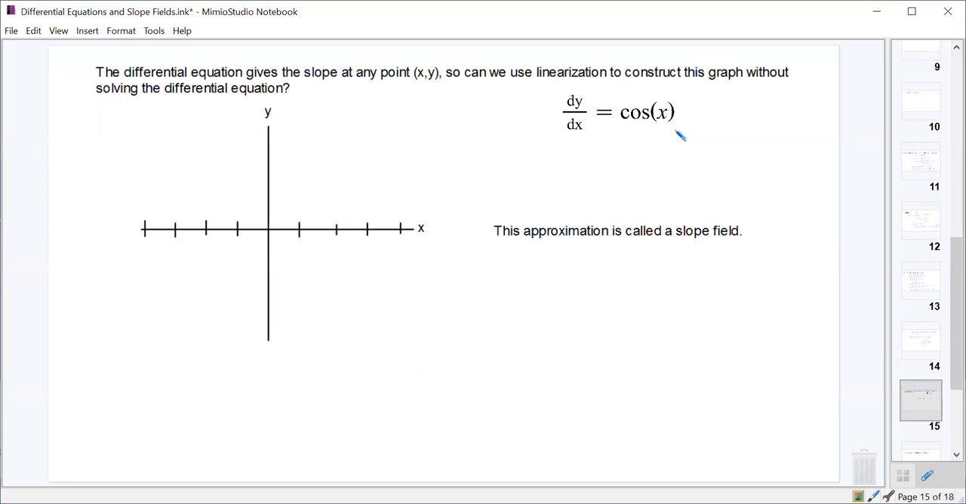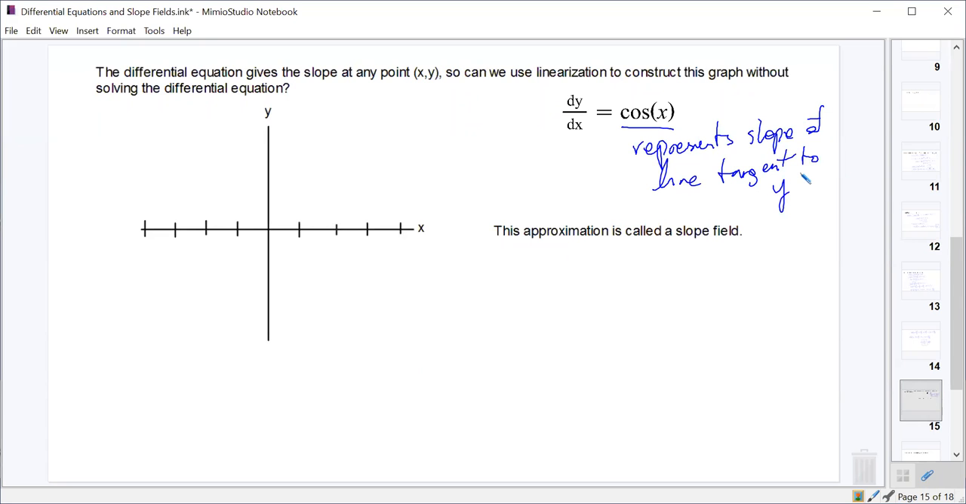Wait, so what are you graphing right here again? So we're not graphing something in the sense that we normally graph stuff. What we're going to do is say that cosine x represents the slope of the line tangent to y. I'll even write that out here. This represents the slope of the line tangent to y.